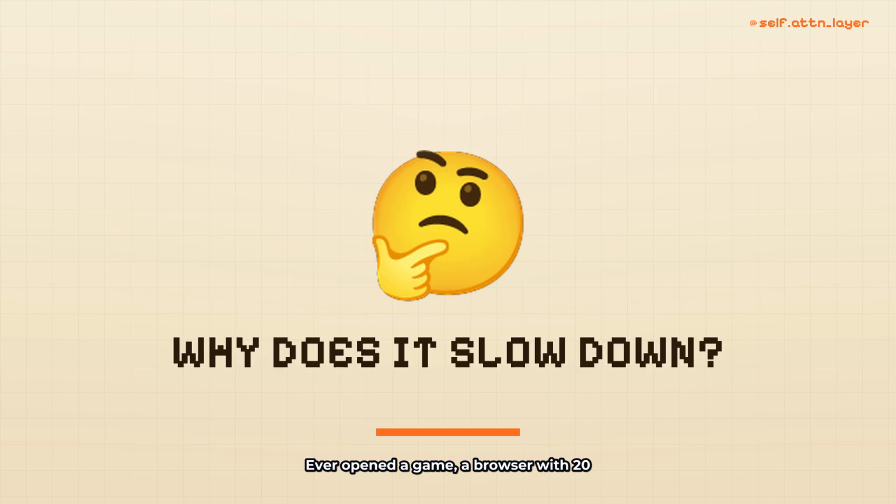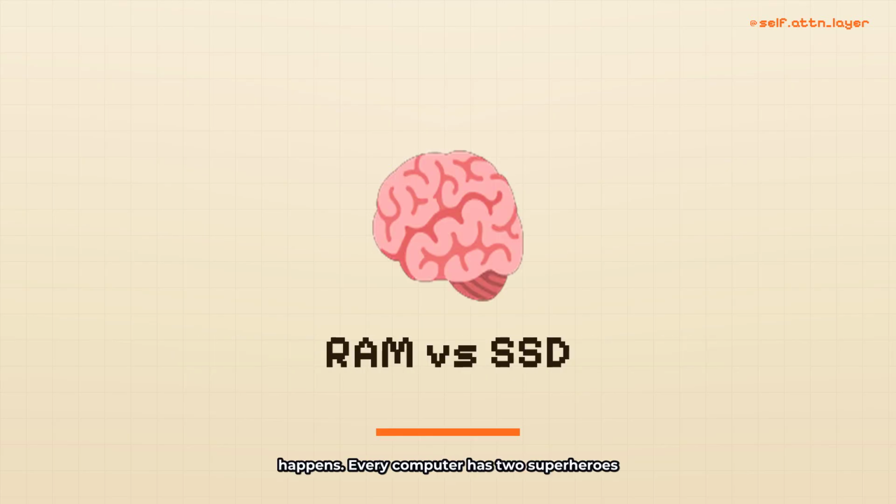Ever opened a game, a browser with 20 tabs and a music app, only to watch your computer crawl like it's stuck in molasses? It's not broken. It's just two tiny parts fighting over the same job, and we're going to crack open the mystery of why this happens. Every computer has two superheroes working behind the scenes: RAM and SSD.